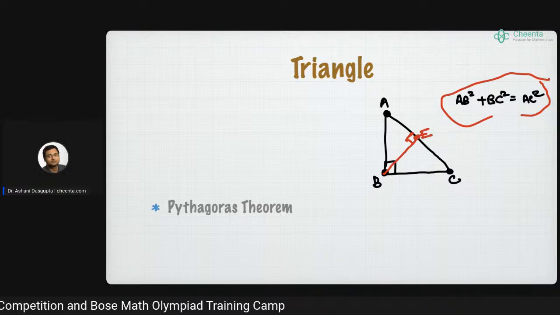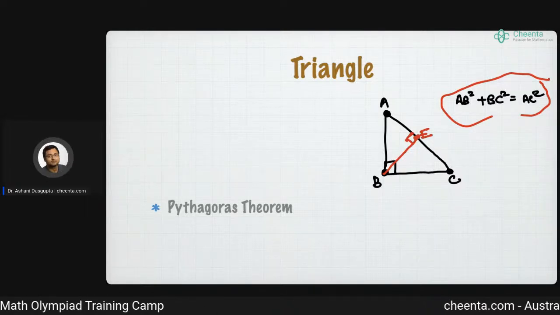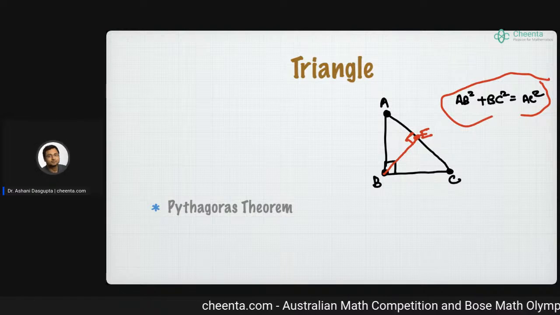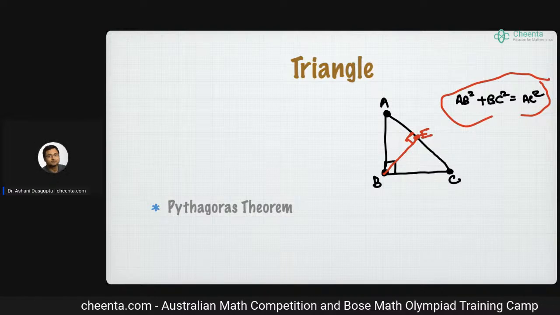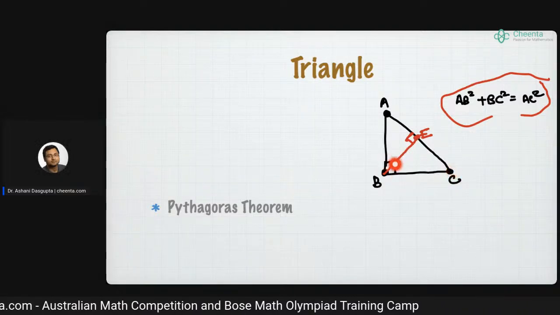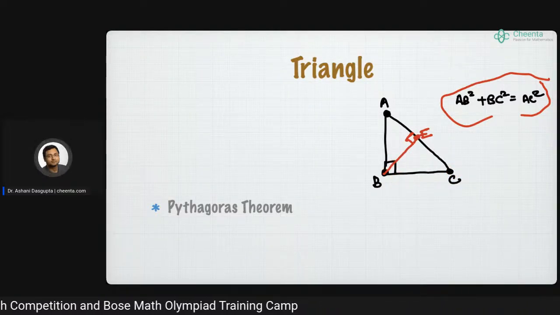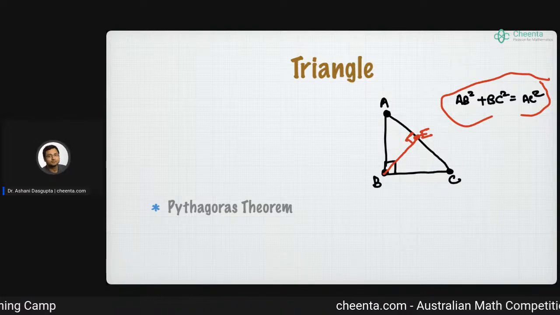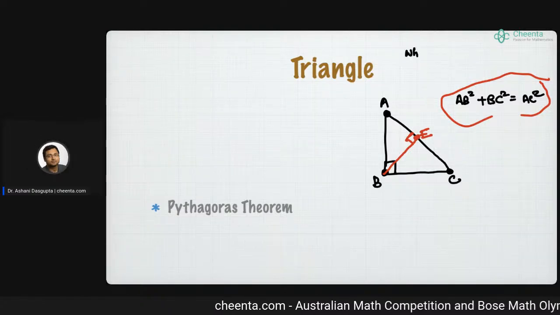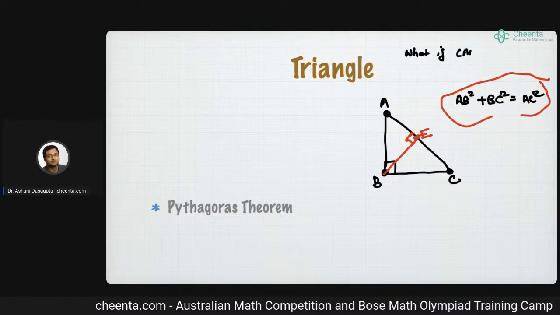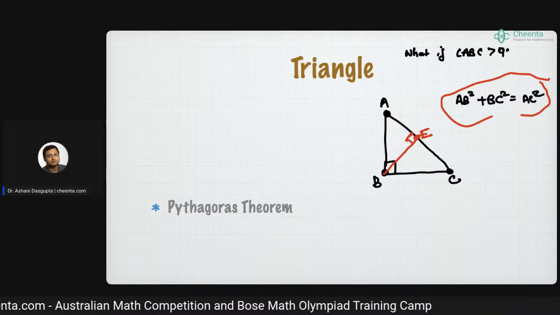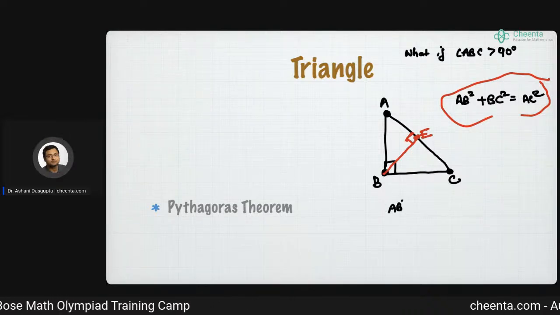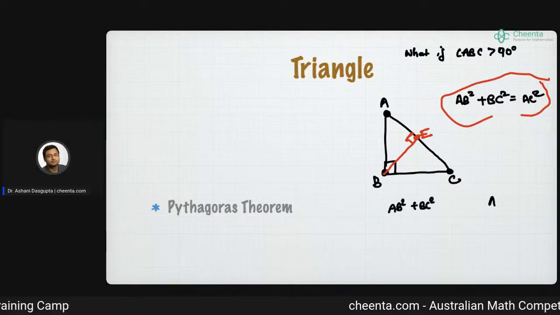Okay, so there are several good things about Pythagoras theorem. It tells you precisely how to compute the third side of a triangle, given the fact that we have AB and AC at right angle to each other. That's a very good thing. But one question I sometimes ask kids: what if angle ABC is greater than 90°? What can you say about the relationship of AB square plus BC square with AC square?